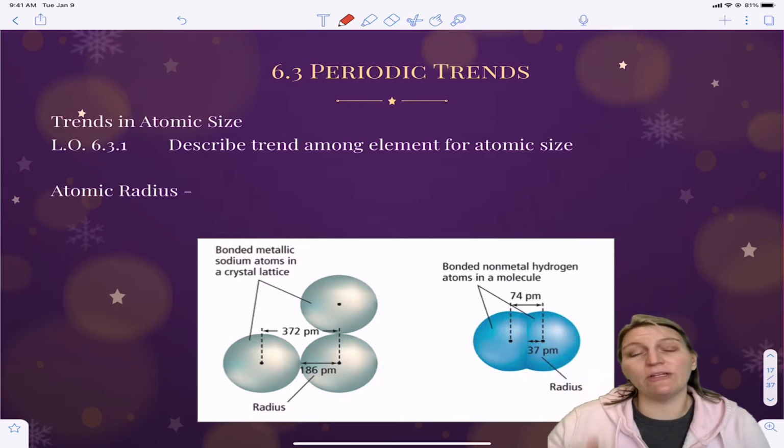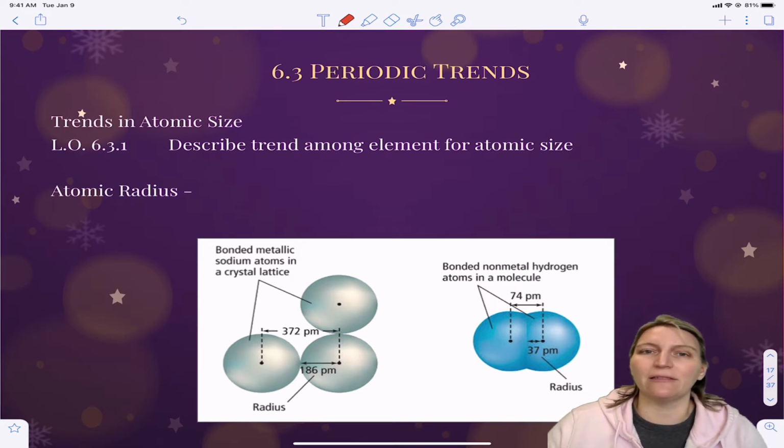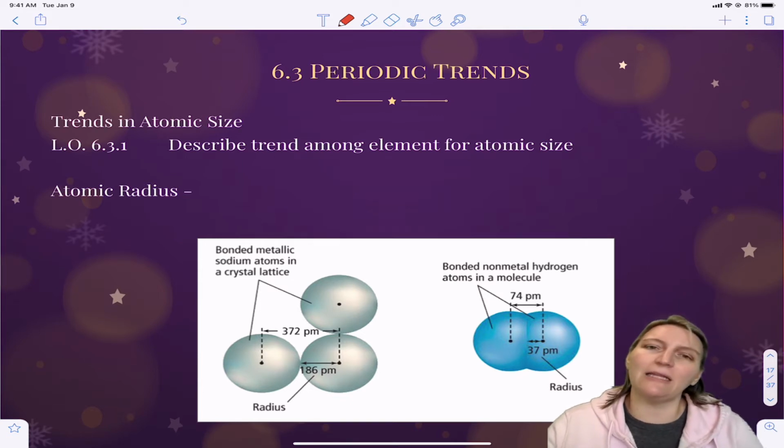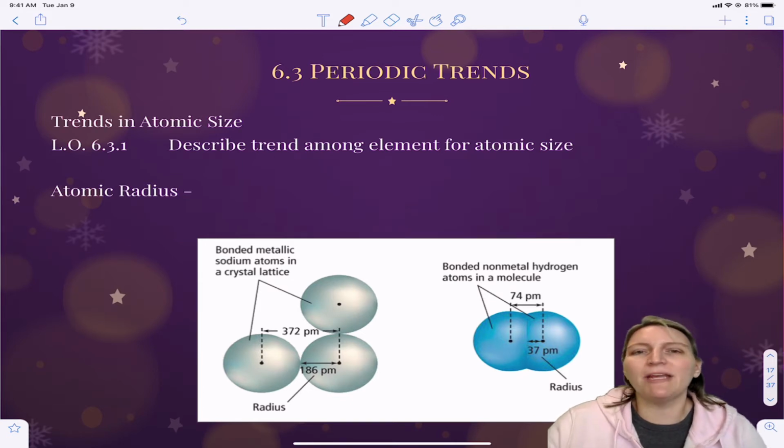The first one that we're going to look at is atomic size. So atomic size, as you can imagine, is just basically the size of the atom. But it's a little bit more complicated than that, because how do you measure the size of an atom? If I had a basketball and I asked you how big is the basketball, you could take a ruler, you could measure the circumference, or you could measure the radius.